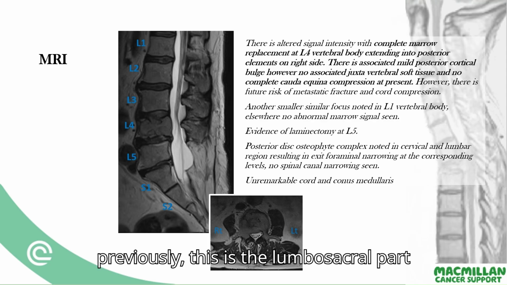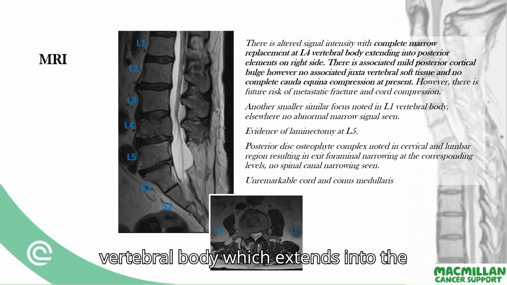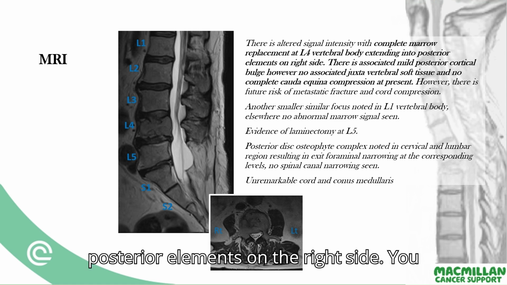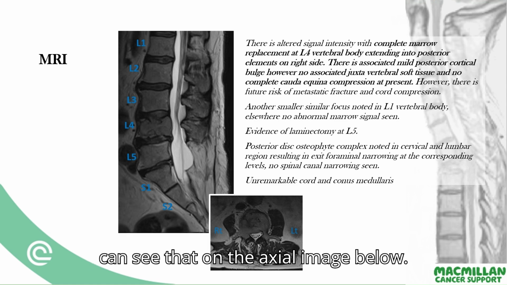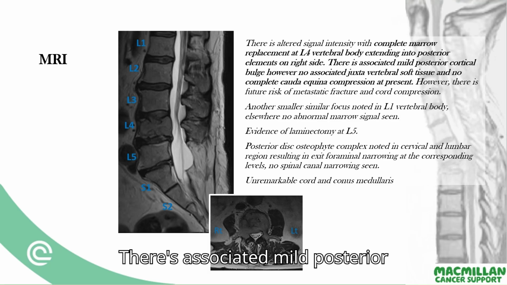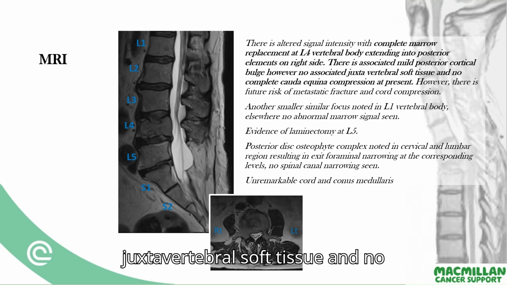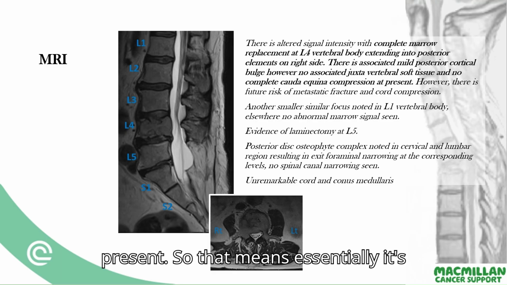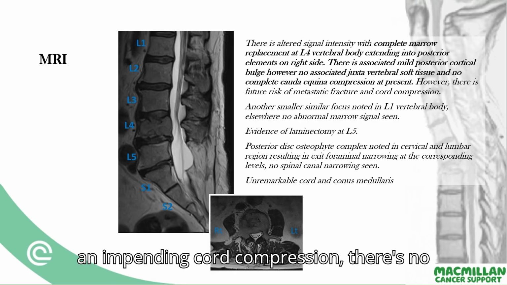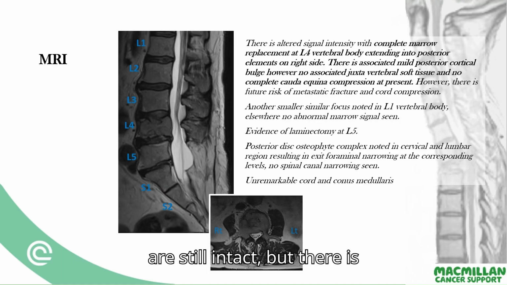And as said previously, this is the lumbosacral part of the MRI, and you can see at L4 the complete marrow replacement of the vertebral body, which extends into the posterior elements on the right side. You can see that on the axial image below. There's associated mild posterior cortical bulge, however no associated juxtavertebral soft tissue and no complete cauda equina compression at present. So that means essentially it's an impending cord compression. There's no cauda equina compression, the nerve roots are still intact, but there is potential that this may progress.